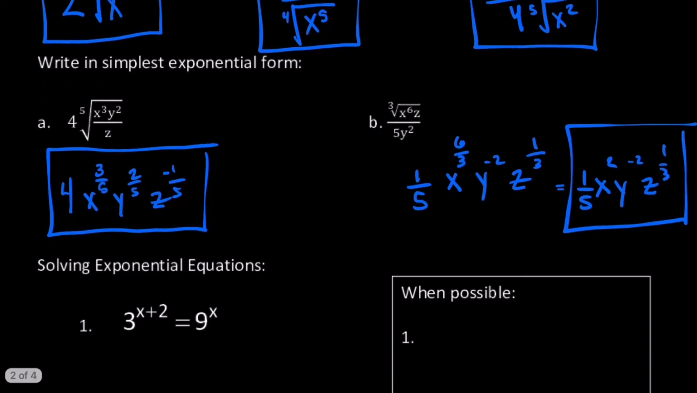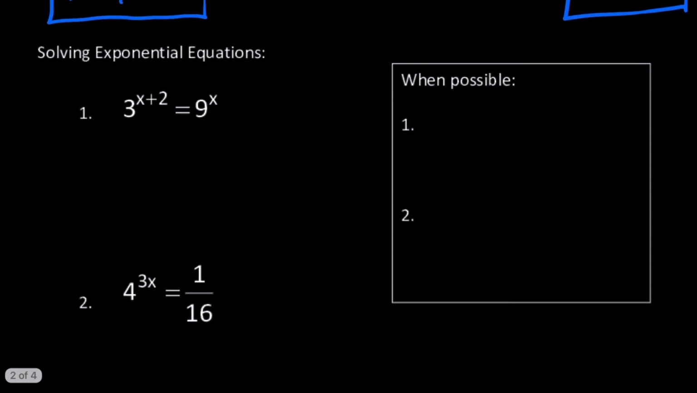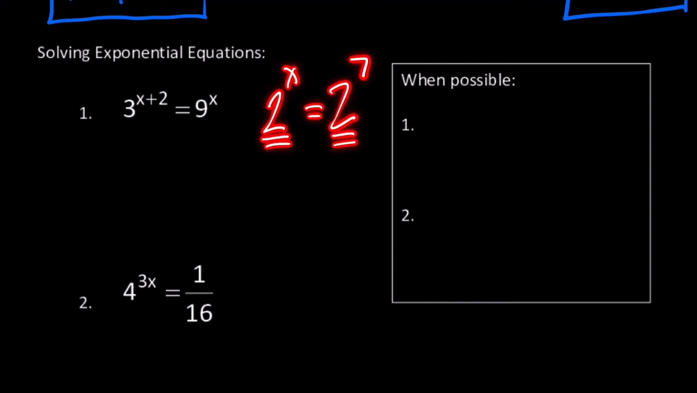All right, so let's move on to solving equations. First of all, you don't have to write this down, but here's the simple concept. Solve this equation for x. 2 to the x equals 2 to the 7th. Since these bases are the same, I think it's pretty easy to see that x would equal 7 in that case.